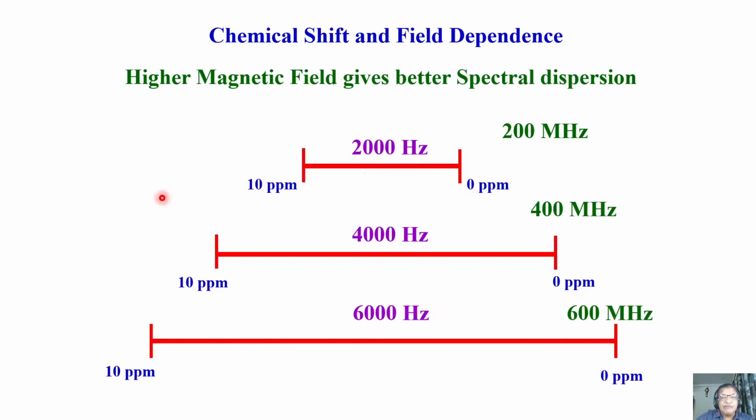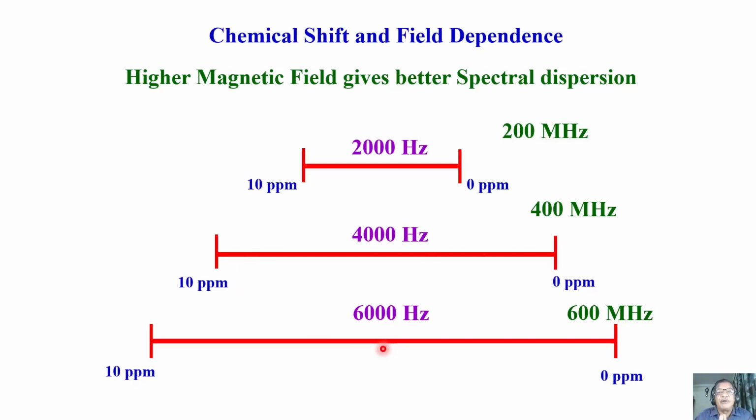But what is happening in the ppm scale? Always I am maintaining the same scale, 0 to 10 ppm, 0 to 10 ppm, and 0 to 10 ppm. So in the ppm scale, it is not changing. 0 to 10 always remains. But when I go to higher and higher magnetic field, in the frequency scale, you can see there is a spread in the spectrum. This we call spectral dispersion. The spectrum gets more and more dispersed. More and more dispersed means better advantage for us.